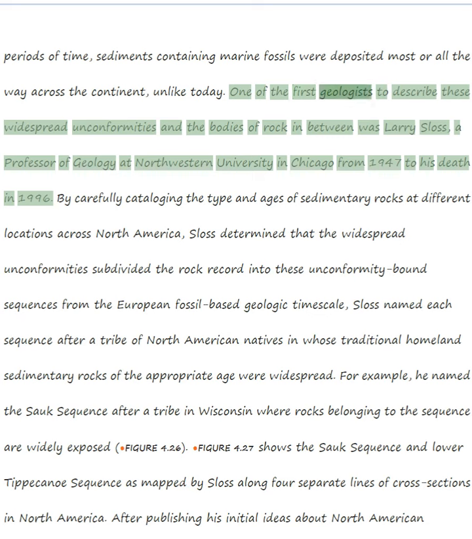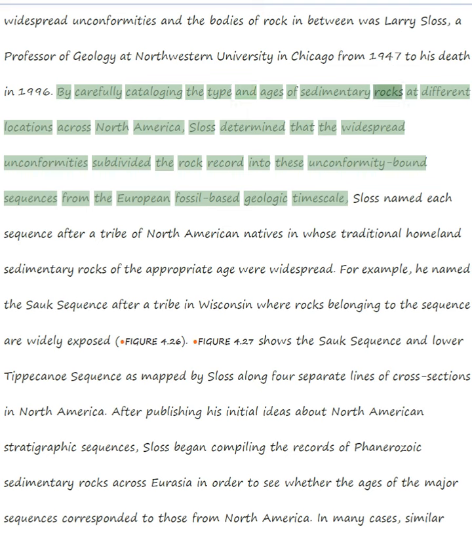One of the first geologists to describe these widespread unconformities and the bodies of rock in between was Larry Sloss, a professor of geology at Northwestern University in Chicago from 1947 to his death in 1996. By carefully cataloging the type and ages of sedimentary rocks at different locations across North America, Sloss determined that the widespread unconformities subdivided the rock record into these unconformity-bound sequences from the European fossil-based geologic timescale.